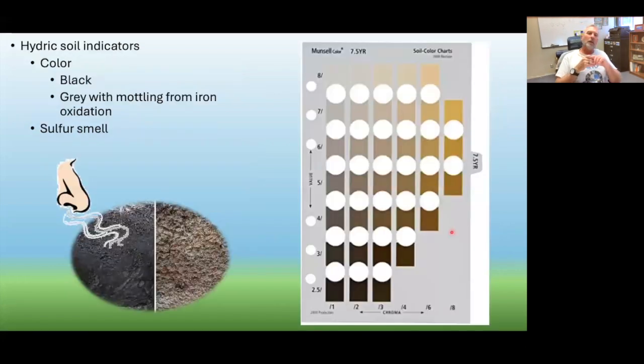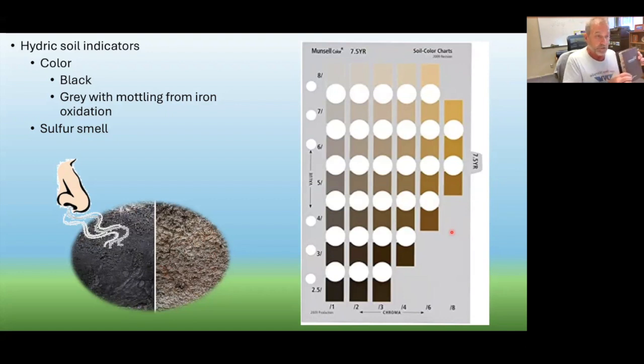Now, there are a lot of indicators of hydric soils. Color is a big one. In class, I brought a Munsell soil book, which I don't think I have here in my office. I think my copy. Oh, yeah, I do. I have a couple different copies of this. So one down in the lab, I have one at home. Here we go. But I've got this one.